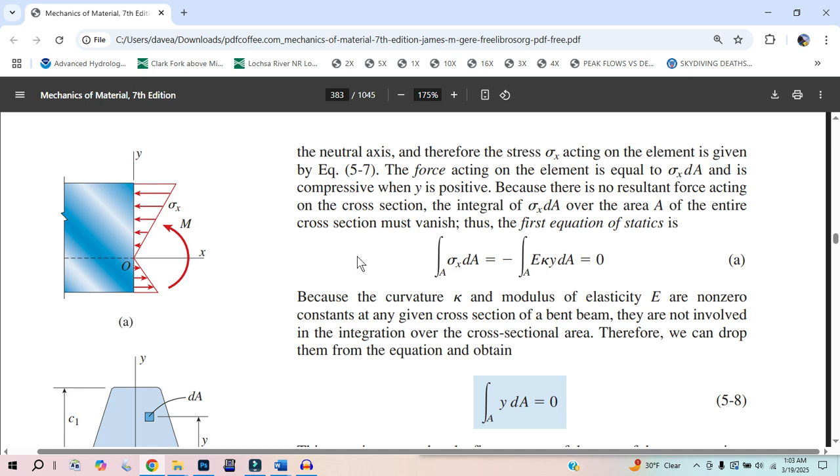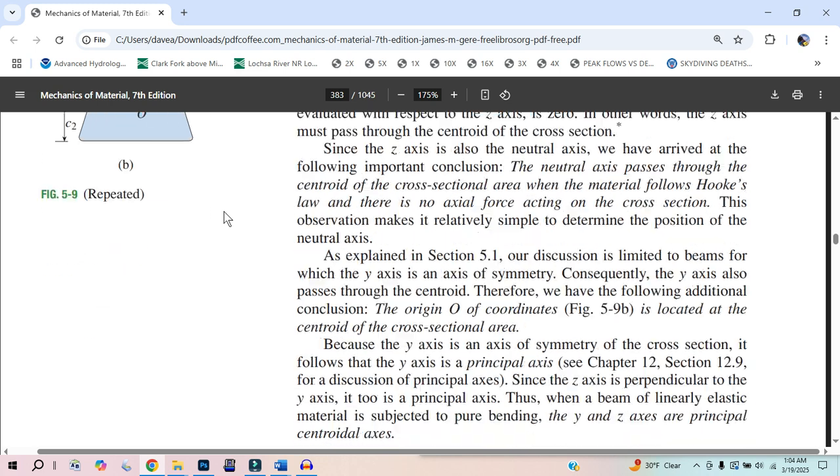So we're going to have sigma dA. That's going to be dF, and then the moment is dF times y. Now let's see what our sign convention is going to be, because if I have a force going this way at a positive y value, well, let's just throw this in. I forget where this. Maybe we should just go to the equation.